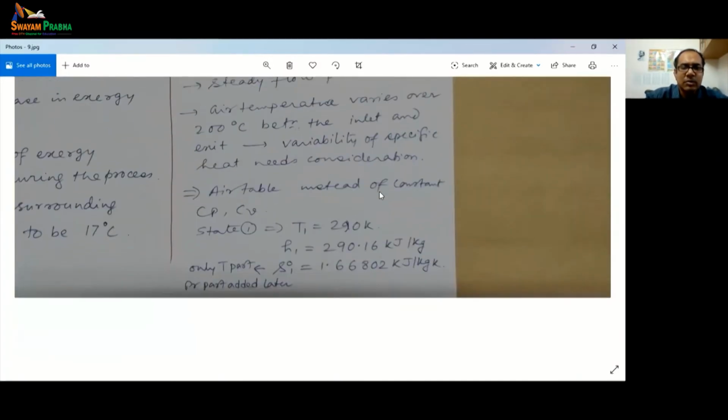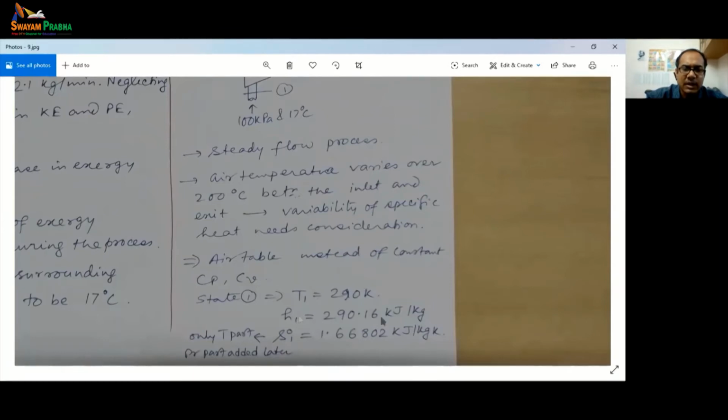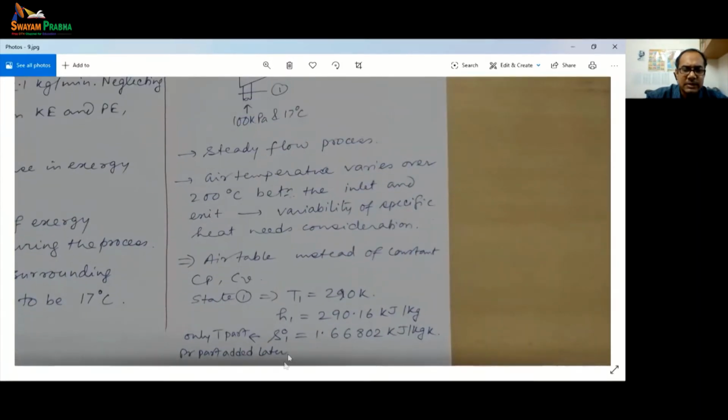For state 1, what is given is the temperature, 290 Kelvin. T1 is given, and the enthalpy value you can look up, which is 290.16 kilojoule per kg. Another thing you can look up here is S1 naught, which is 1.66802 kilojoule per kg Kelvin.